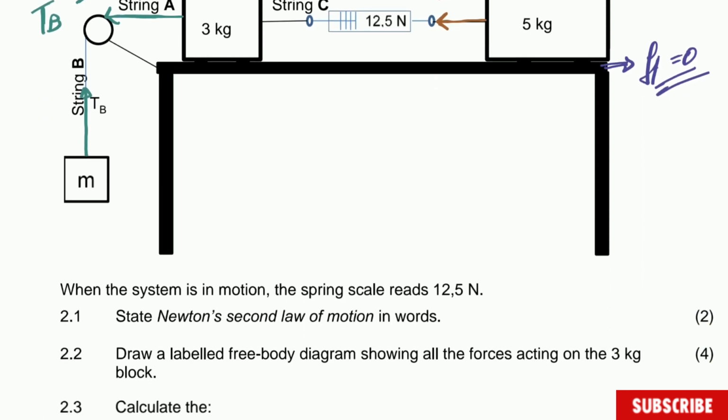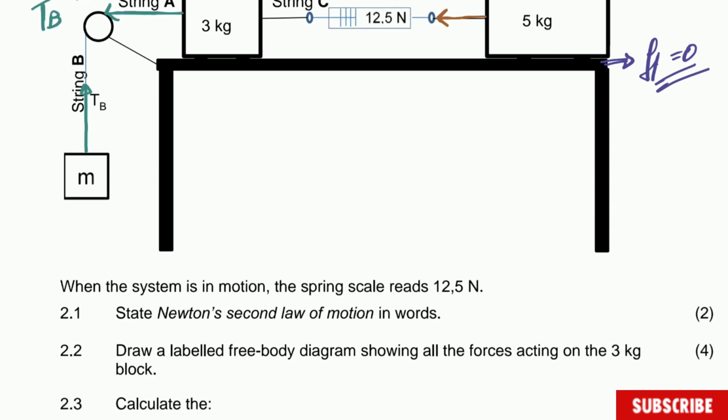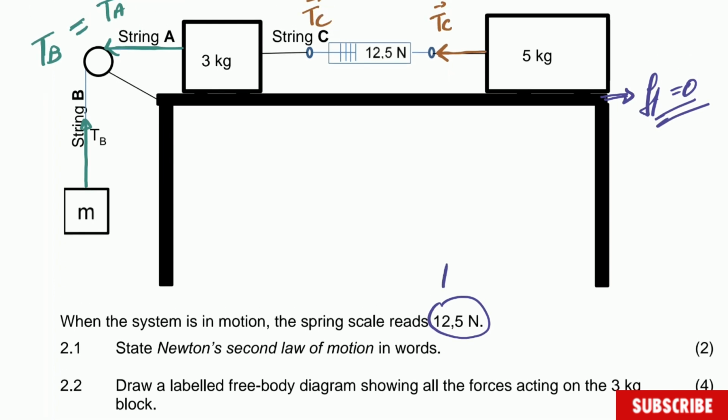All right, so if we carry on, they say when the system is in motion, the spring scale reads 12,5. So this one here, guys, is going to be tension C. That is equal to 12,5 Newton. That is important. It's given to you.